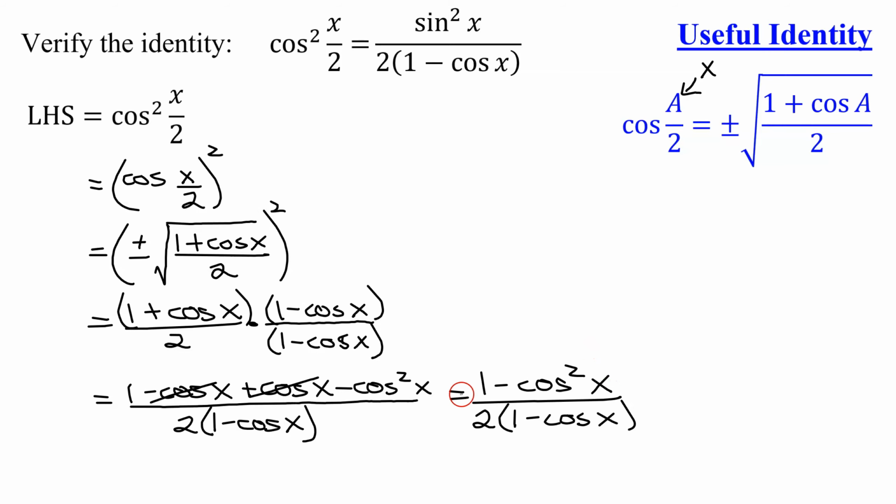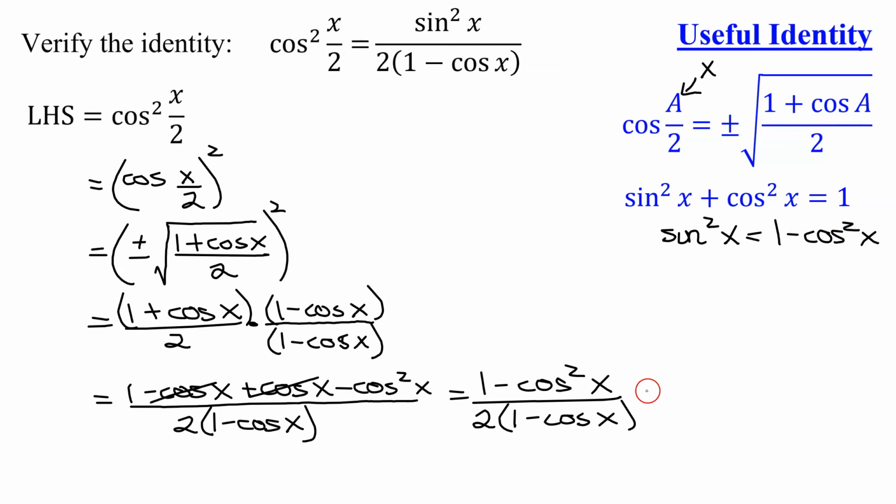Looking at the numerator of 1 minus cosine squared x, you should immediately think Pythagorean identities: sine squared x plus cosine squared x equals 1. So if I subtract cosine squared x from both sides, I get sine squared x equals 1 minus cosine squared x. So now I know my numerator is equal to sine squared x, all divided by my denominator of 2 times 1 minus cosine x.